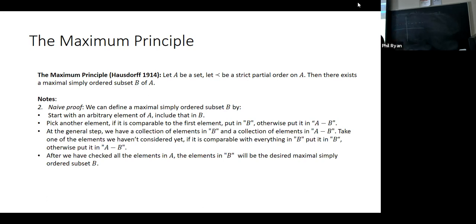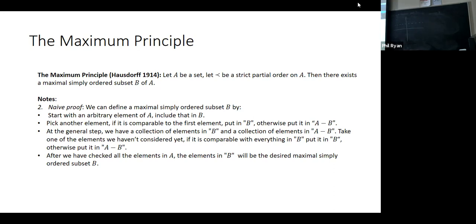And so then at the general step, we have a collection of elements that we've chosen to be in B and a collection of elements that we've chosen to be in A minus B. And we take one of the elements we haven't considered yet. And if it's comparable with everything in what we want B to be, we put it in B. Otherwise, we put it in what we want to consider A minus B.